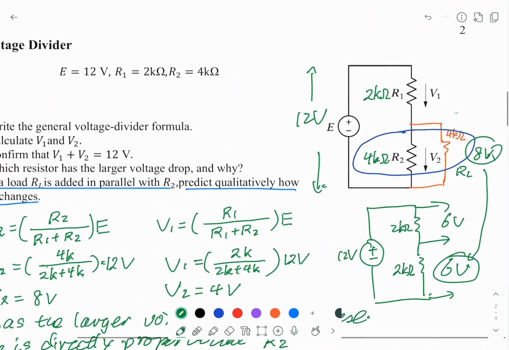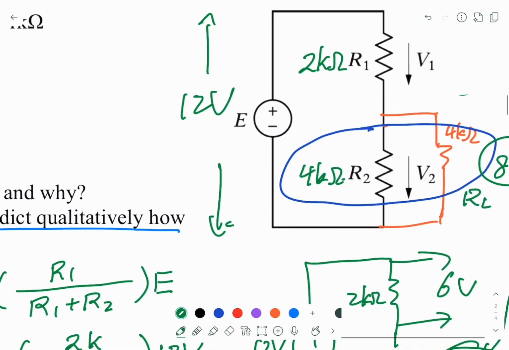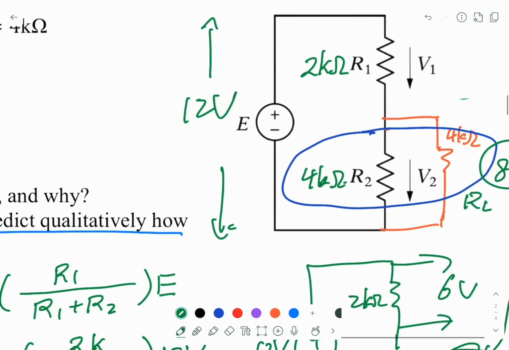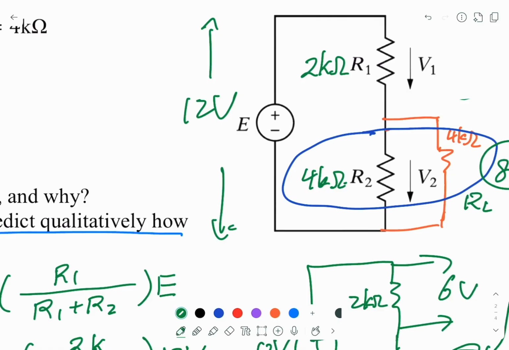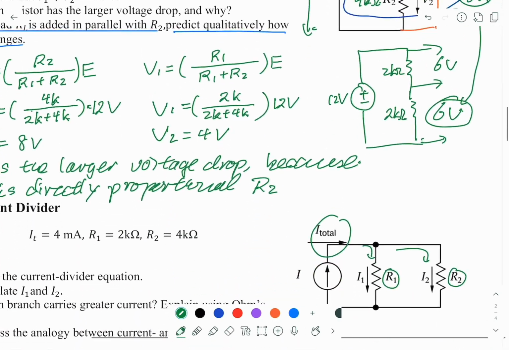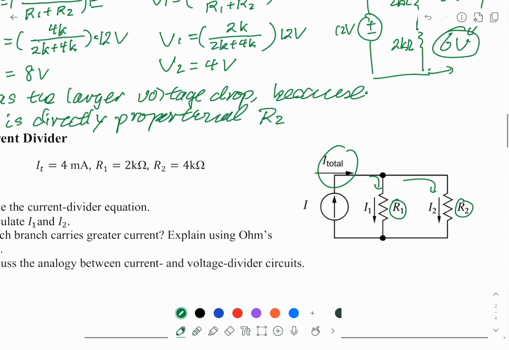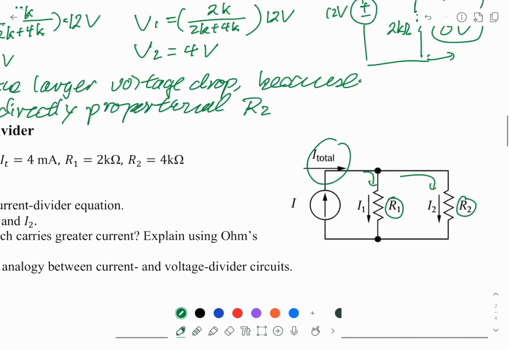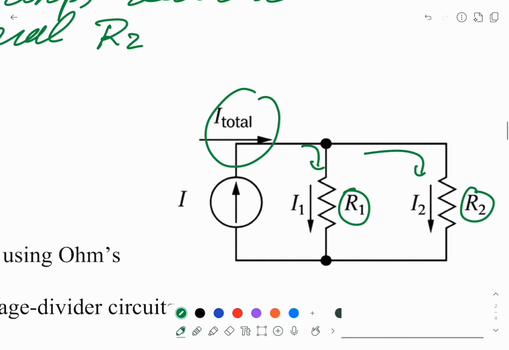In the voltage divider, the two resistors are connected in series. So that's why they divide the voltage into two parts. Here, the two resistors are connected in parallel. Therefore, the two resistors divide the current into two paths or two parts. So we have I1 and I2.